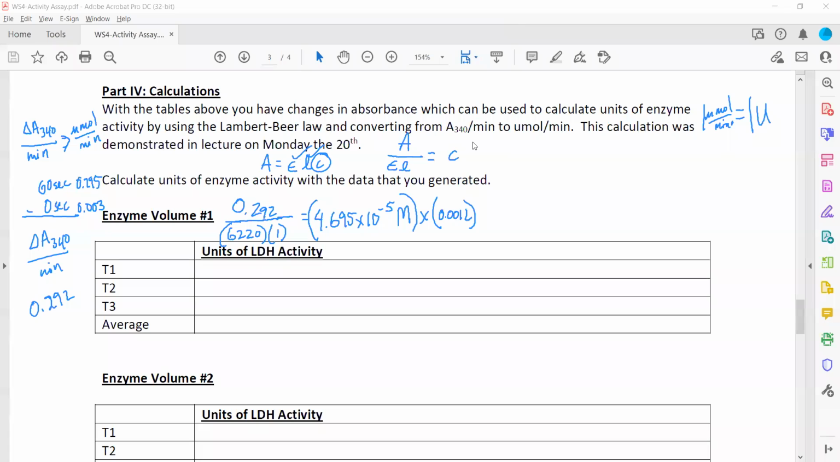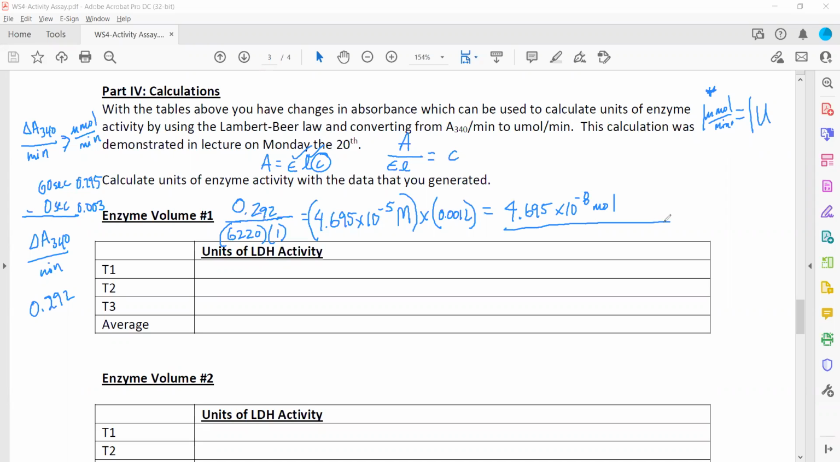As soon as I do that, basically my calculation is ready to go where I can solve for moles per liter. So 4.695 times 10 to the negative 5th times 0.001 is going to give me a value of 4.695 times 10 to the negative 8th moles. That's close. I have this many moles per minute, but that's not really what I'm looking for. What I'm looking for is this right here, micromoles per minute.